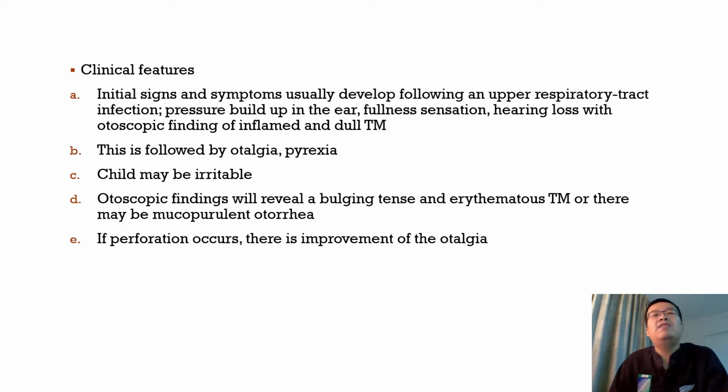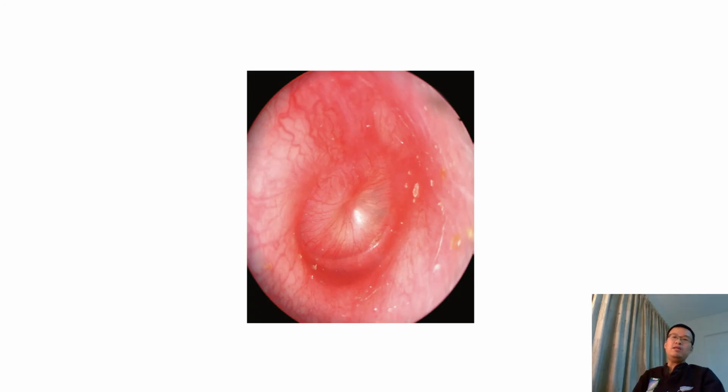Clinical features. Initially, as I said, it may follow an upper respiratory tract infection. So there's buildup of pressure in the ear, a fullness sensation, and the tympanic membrane will be inflamed or dull. Then subsequently, there will be severe otalgia because it starts bulging, pressing, and pyrexia. The child will be very irritable. Then you see a bulging, tense, erythematous tympanic membrane. And if you don't do anything, it's going to perforate. The only good thing about it perforating is that it improves the otalgia, but then there's going to be mucopurulent otorrhea and a big hole in your tympanic membrane. You can see this red, bulging, angry-looking tympanic membrane in this image here.